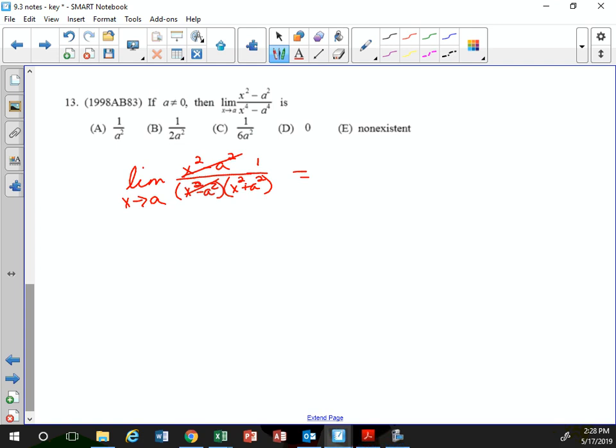Wait, how do you know what A is? It says as x approaches A. So instead of the x, I'm putting in the A. The answer is B. Yes. Okay, X is approaching A, so instead of X, what do I put in? A. So instead of X squared, it's going to be A squared. And how many A squareds do I have? It's B. Okay.